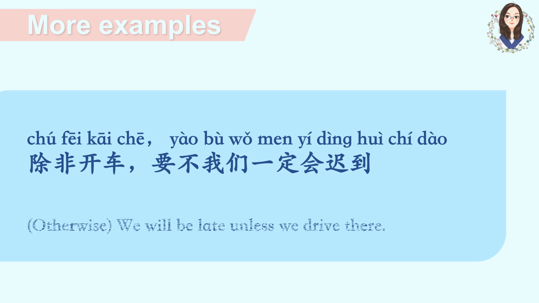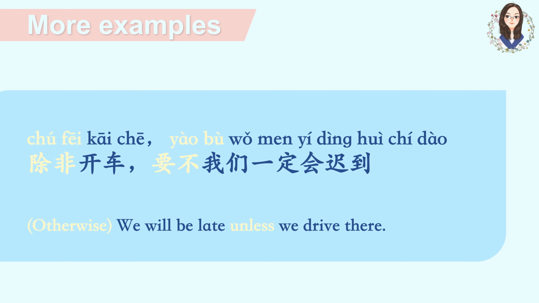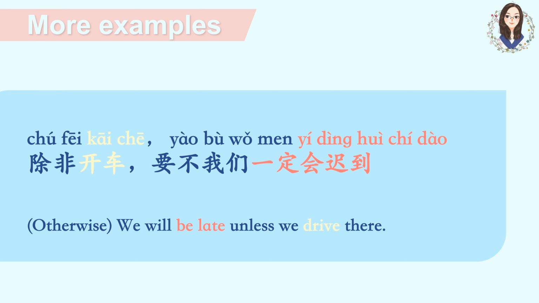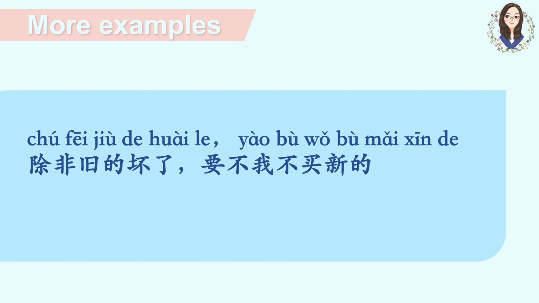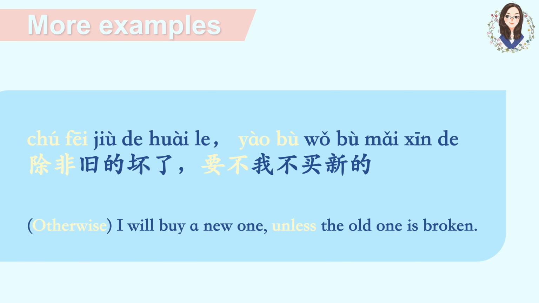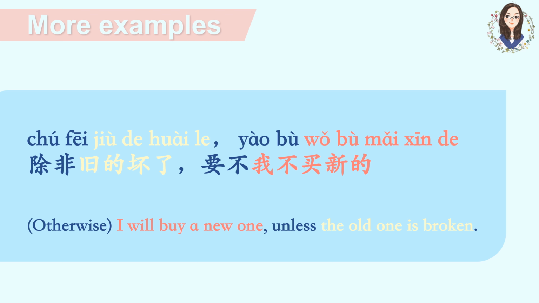Now let's see some more examples. 除非开车，要不我们一定会迟到。除非旧的坏了，要不我不买新的。Now let's try to use this pattern to make some sentences.